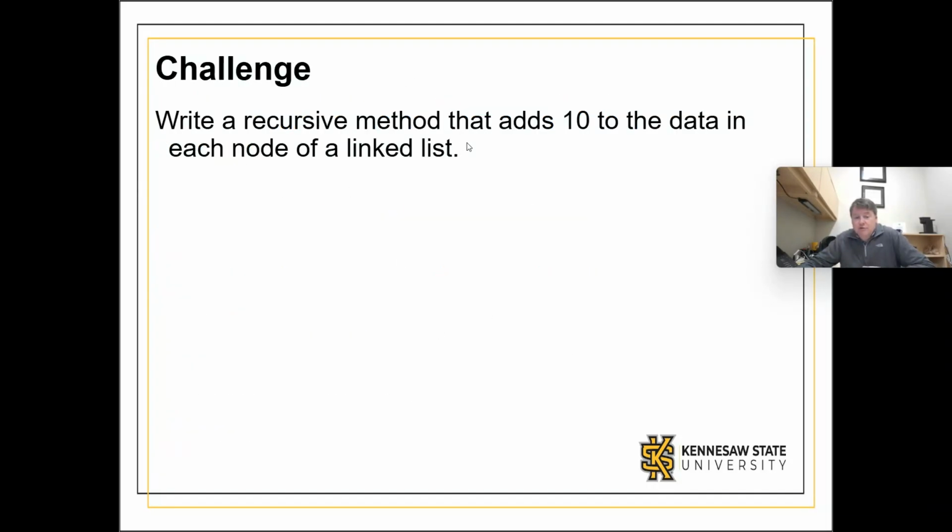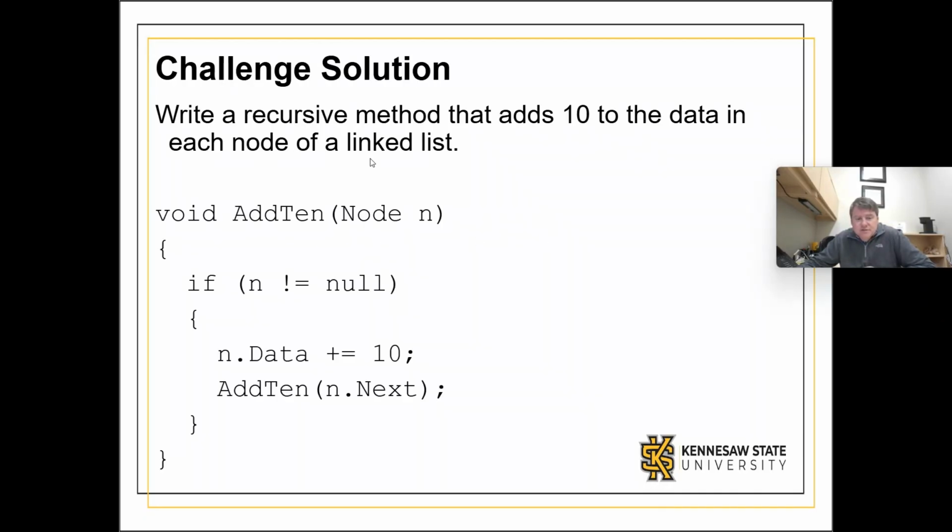Write a recursive method that adds 10 to the data in each node of a linked list. Okay, so we're just going to take a look at the answer to this. Void add10, it takes in again a link. And if the link is not null, it adds 10 to the data in there and then calls itself again with n.next. You'll notice this is a very elegant solution, as is the recursive solution that we saw for summing the numbers. Quite often with data structures, you're going to see recursion.